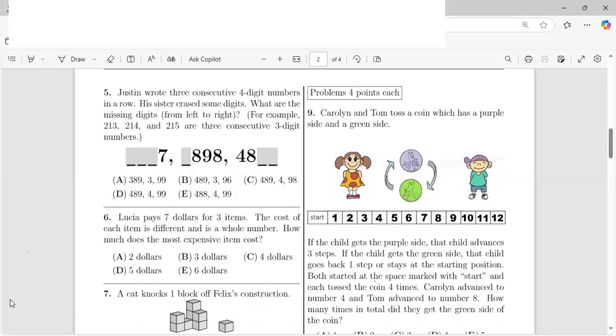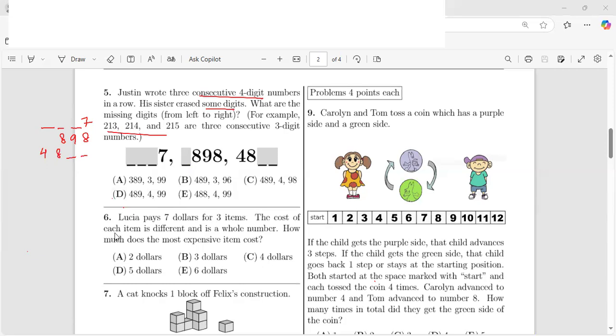Question number 5. Justin wrote 3 consecutive 4-digit numbers. What do we mean by consecutive? One after the other. His sister erased some digits. What are the missing digits from left to right? For example, these are consecutive numbers. Basically, these are 4-digit numbers. So this ends with a 7. Then you have 898, and then you have 48 dash and dash.